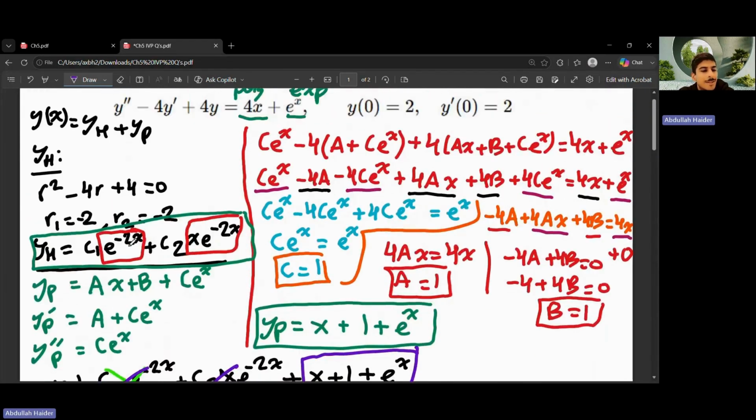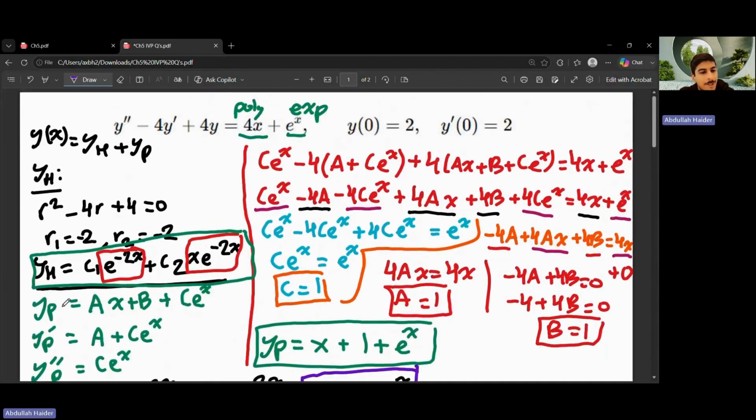Then, as I said, the next thing you have to do is to find yp. So don't panic if you have polynomial and exponential together. You can have polynomial and trigonometric together. You can have exponential and trigonometric together. It depends on which professor will give what question, but basically you can put them in the same equation.